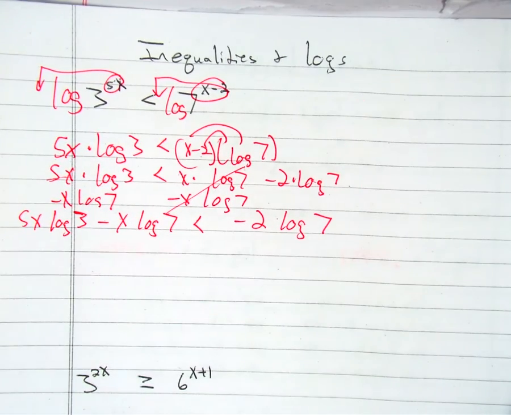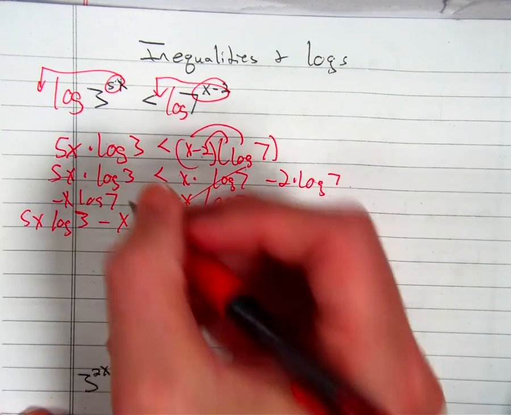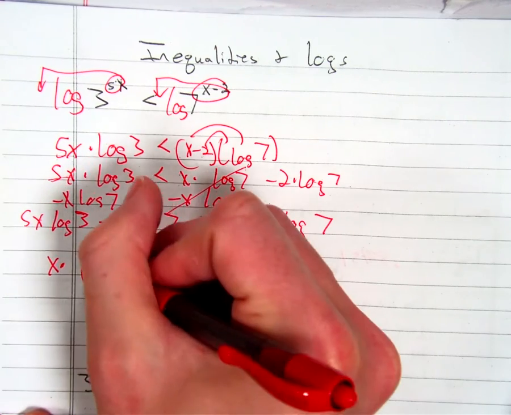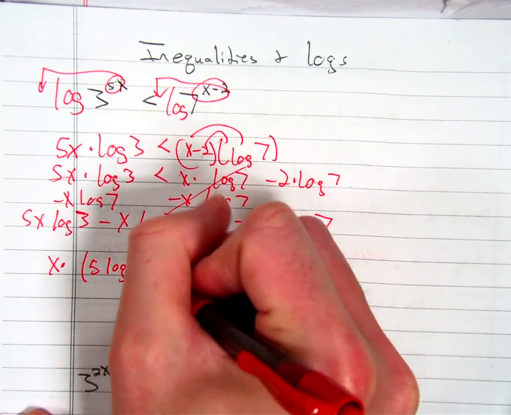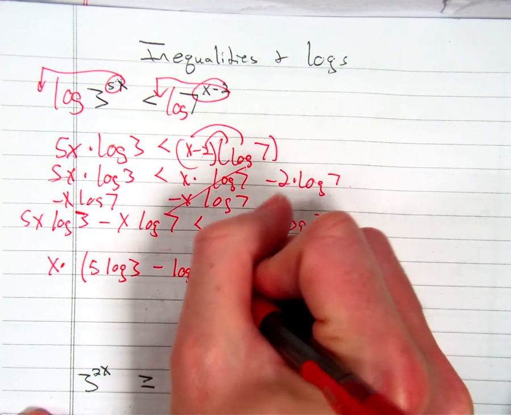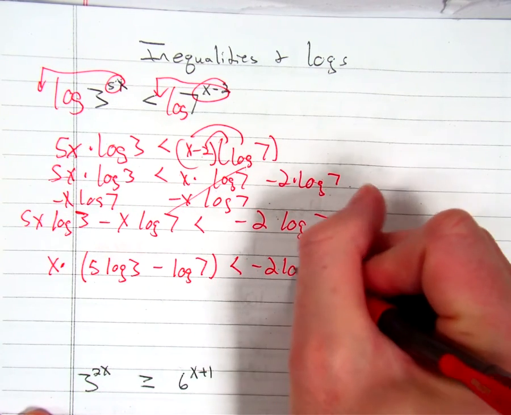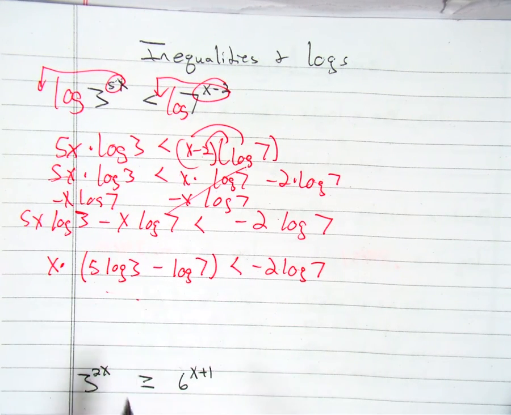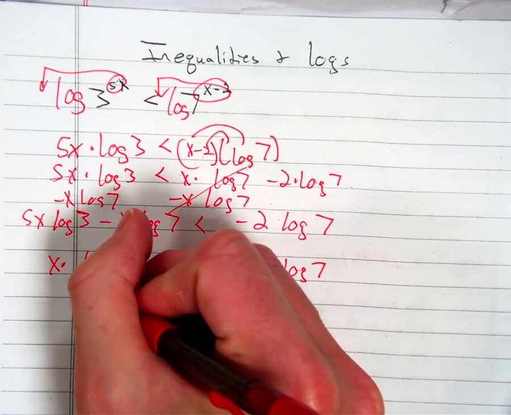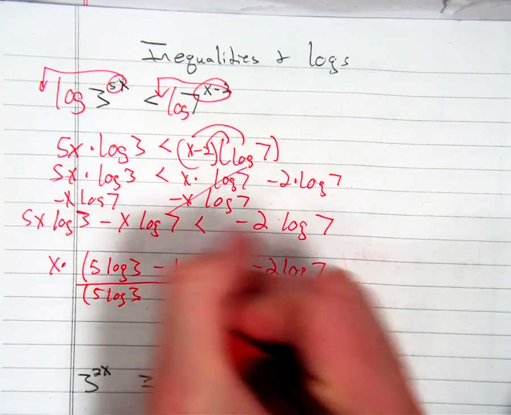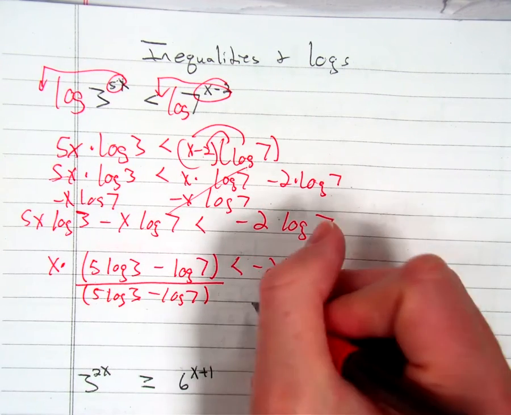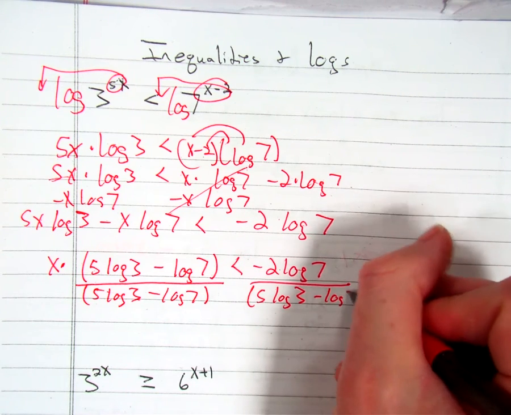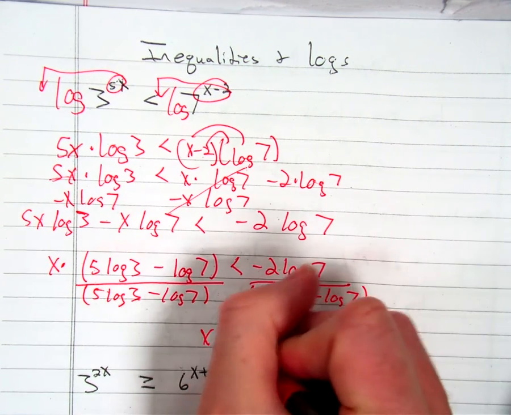Okay, now I got all the things that have an x on the left side, so we're going to factor out an x. If I take the x out of everything, now I should have just 5 log of 3 minus log of 7, less than negative 2 log of 7. Okay, x times all that, so if I want to get x by itself, we're going to divide by that same thing. Okay, we'll get x is less than.